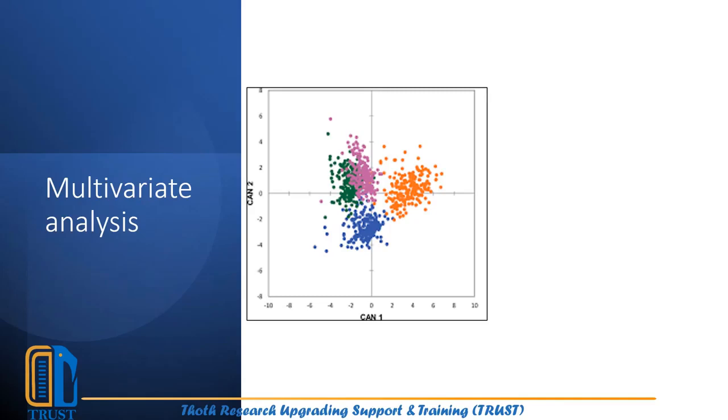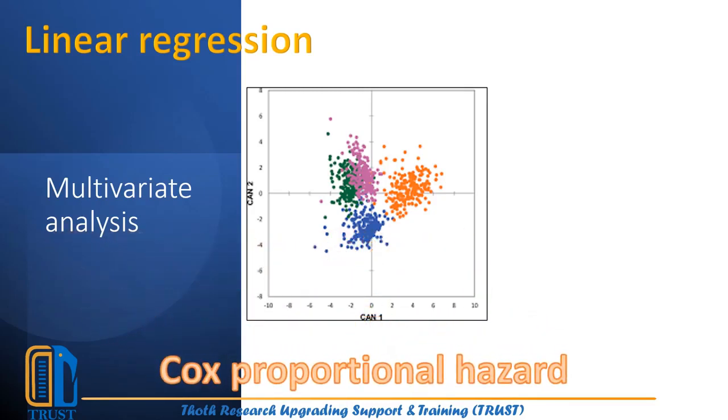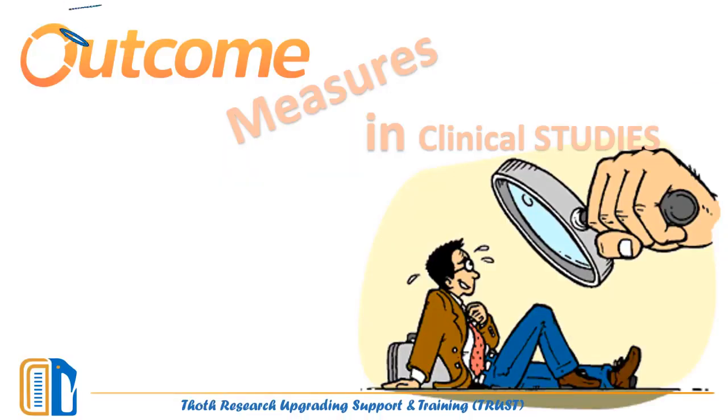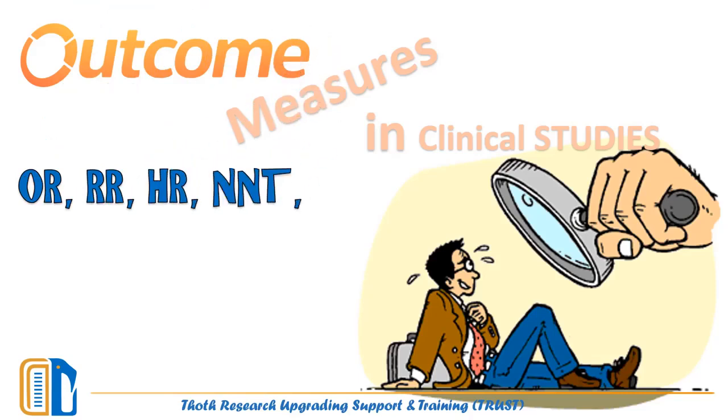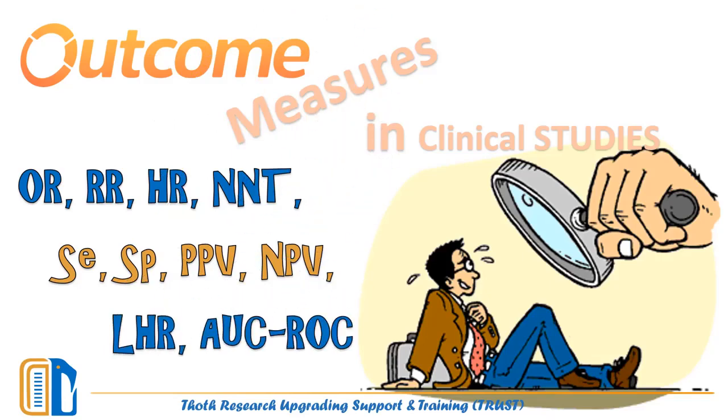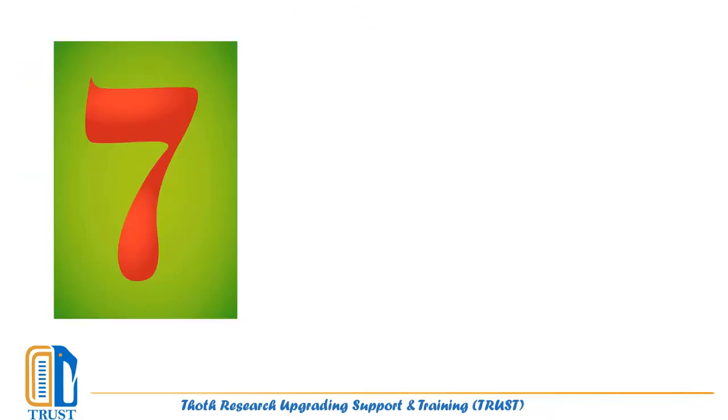You will learn how to arrange for, execute, and most importantly, interpret the results of linear regression, Cox regression analysis, logistic regression, Kaplan-Meier curves, and log rank tests. The outcome measures of those studies will be detailed, namely odds ratio, relative risk, hazard ratio, number needed to treat, sensitivity, specificity, positive and negative predictive values, likelihood ratios, and area under the ROC curve.